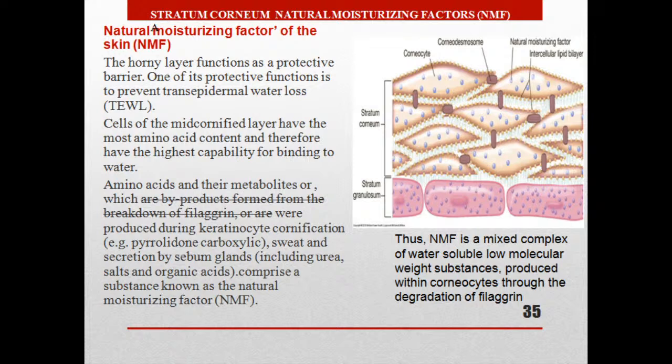Amino acids and their metabolites, which are byproducts formed from the breakdown of filaggrin or were produced during keratinocyte cornification, pyrrolidone carboxylic acid, sweat and secretions of the sebaceous glands, including urea, salts, and organic acids, comprise a substance known as natural moisturizing factor.